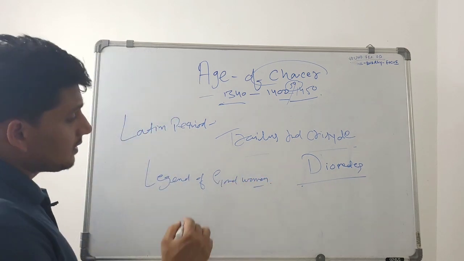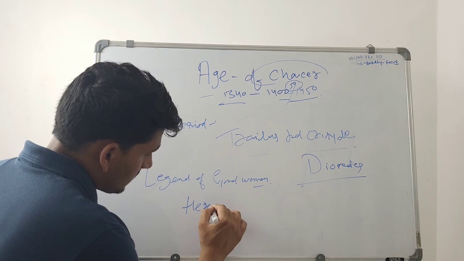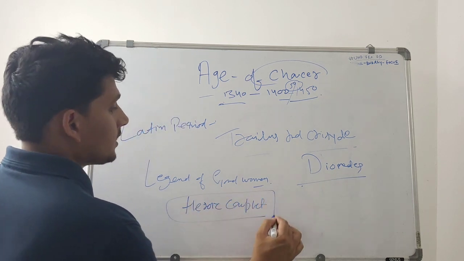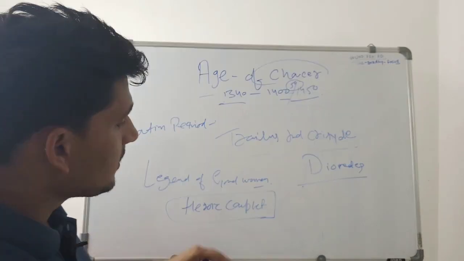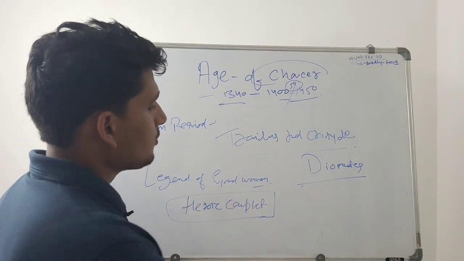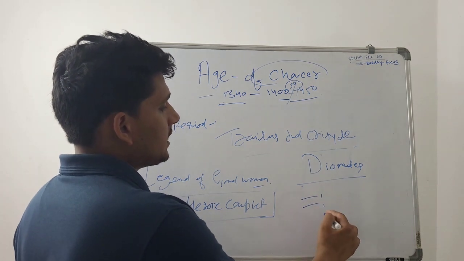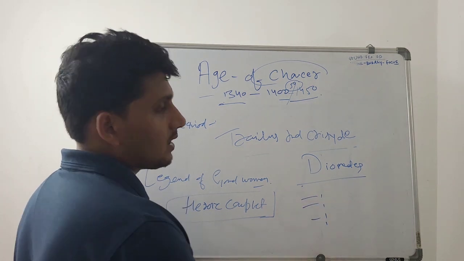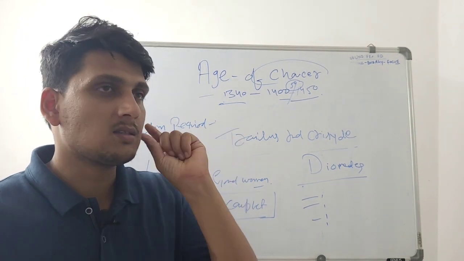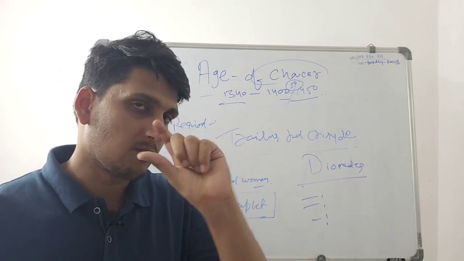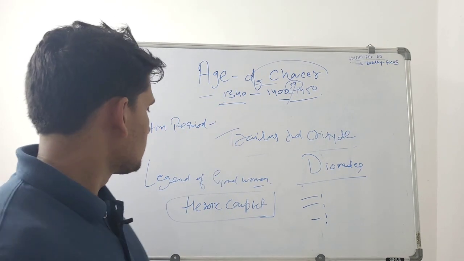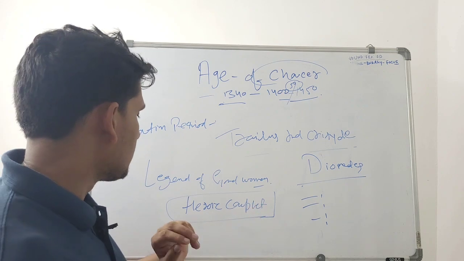For the first time, the heroic couplet was used here. This poem was written in the heroic couplet, where both of the lines rhyme. The last syllable has the same rhyme in both of the lines, divided into two lines. So this is how you write the heroic couplets.